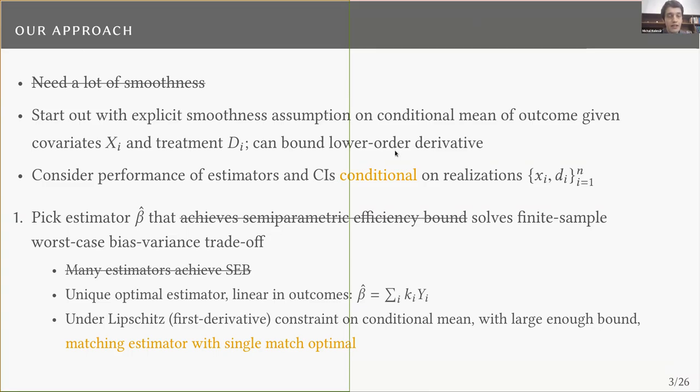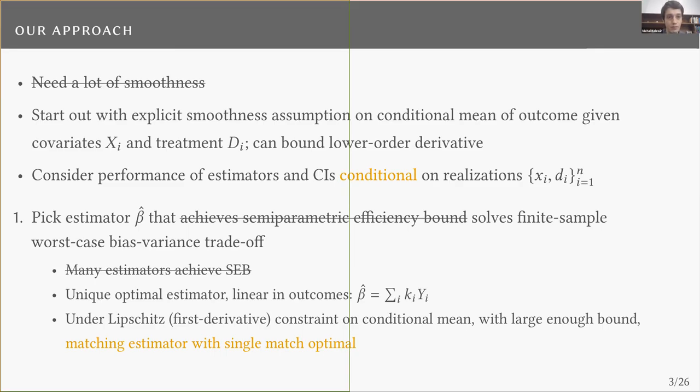And once we have this explicit smoothness assumption at hand, we're gonna be able to construct confidence intervals and estimators that are gonna be optimal in finite samples. So we're gonna do this by considering their performance conditional on the realizations of the treatment and the covariates. So that is one thing I will come back to that's slightly different from what people typically do.